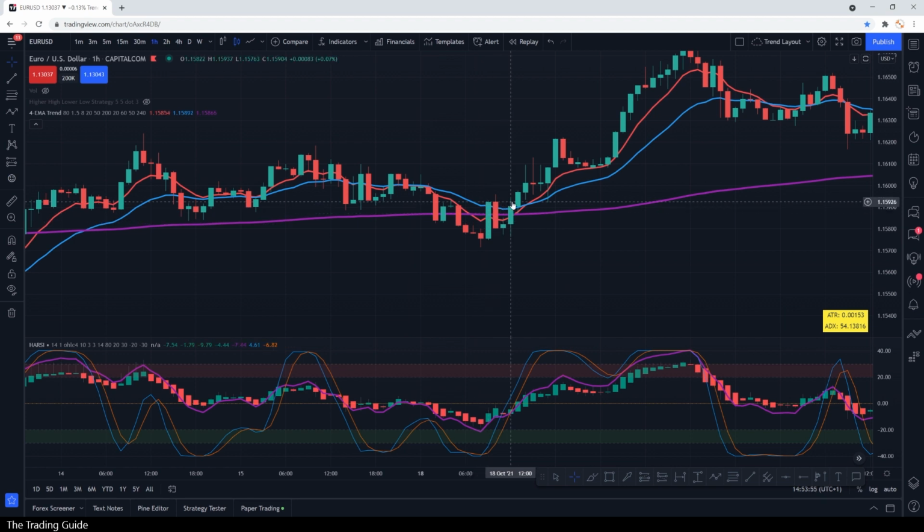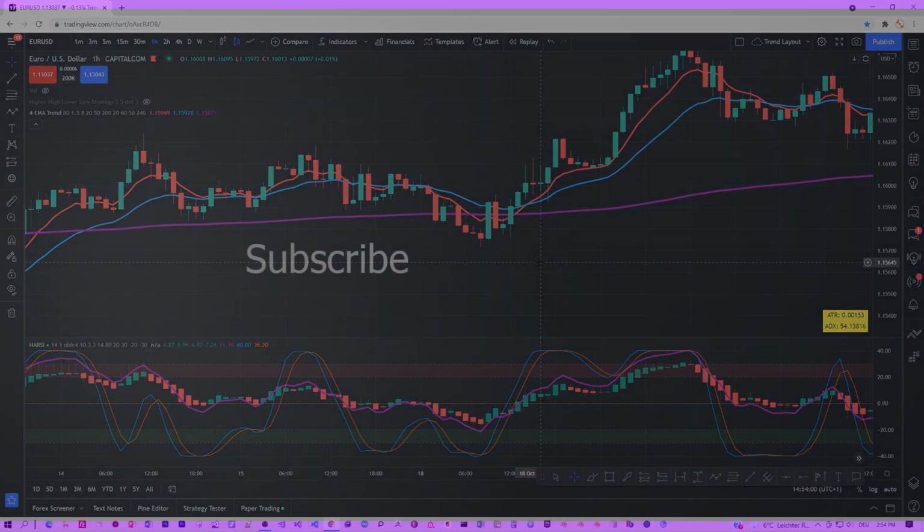Okay, my friends, I hope I could point this out in a clear way and you understand it, because I can see many beginners switching from indicator to indicator, losing a lot of money.